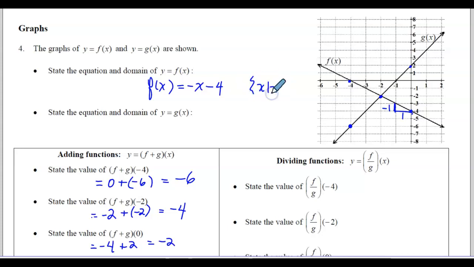Because it's a linear function. Notice how when we graphed it, we put arrows on the end. So we didn't restrict it at all. We said all real numbers. For g, y-intercept is 2. Choose another point. From left to right, I'm going up 2 to the right 1. So g of x is 2x plus 2. And again, all real numbers.